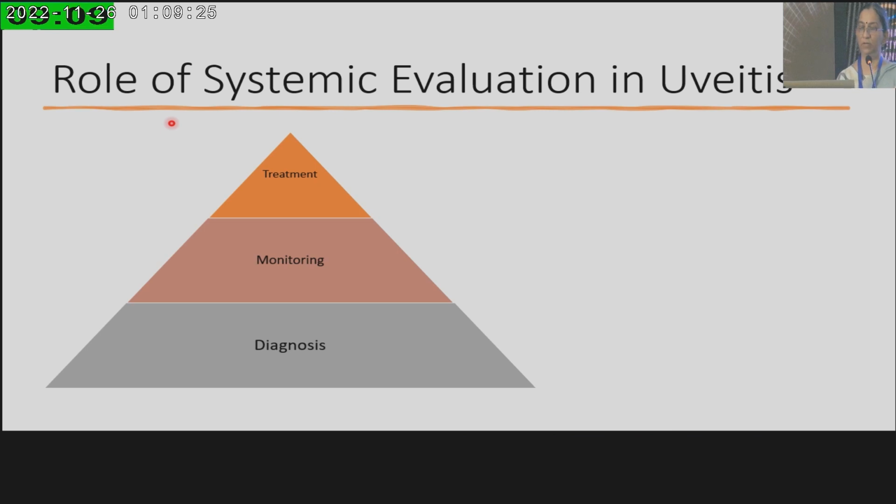So the topic is systemic evaluation in uveitis, and there are many reasons why you might want to do a systemic evaluation in uveitis, including as part of your pre-treatment workup or for monitoring side effects. But probably the single most important role of systemic evaluation is to help you with the diagnosis of uveitis.